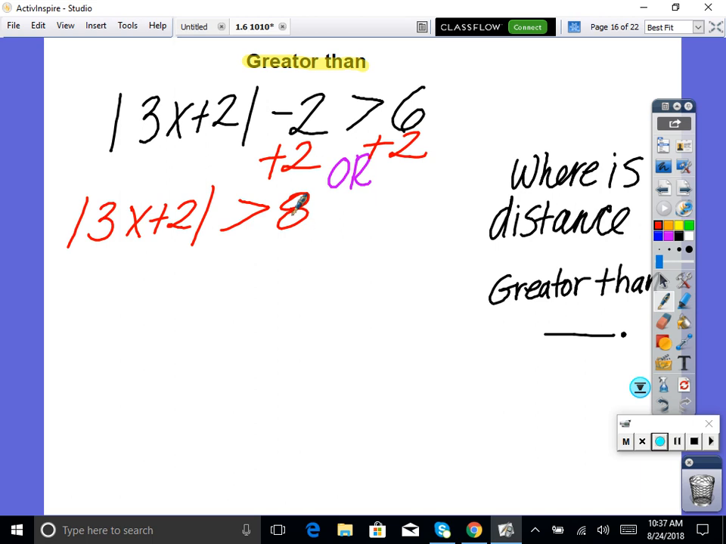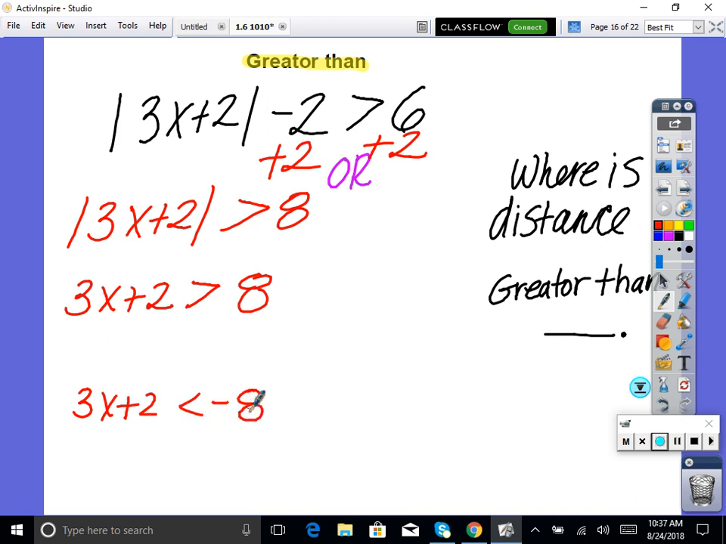Now you could use the rule or you could think about it and draw a number line. But you can just go like this. 3x plus 2 is larger than 8. True. A distance larger than 8 will work for this. Distance greater than 8. And then we also have 3x plus 2 is less than negative 8, because that would also meet the criteria. So I switched the sign, and flipped the inequality. Okay, cool, solved now. That always works. 3x is greater than 6, so x is greater than 2.